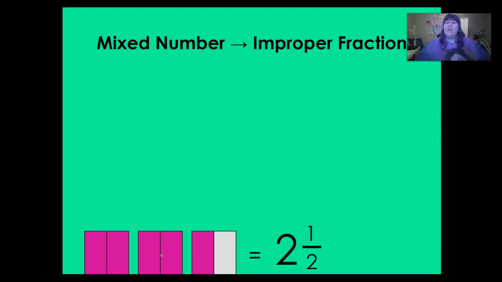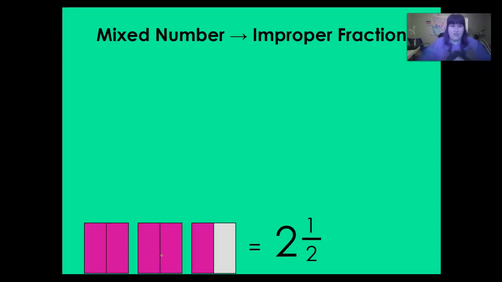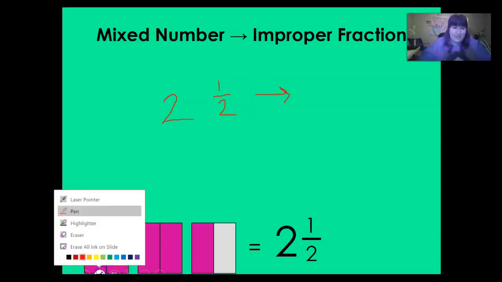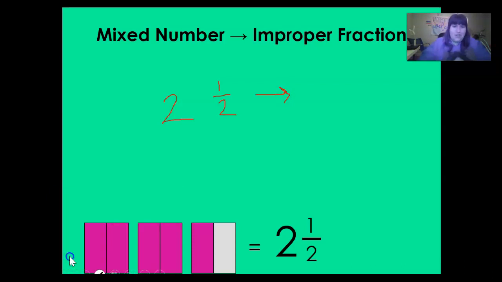And now let's talk about how we can get from a mixed number to an improper fraction. All right, so in this case, let me get my pen back up. We have 2 1/2, 2 wholes and 1/2. To go from a mixed number to an improper fraction, there's 2 steps you need to take.